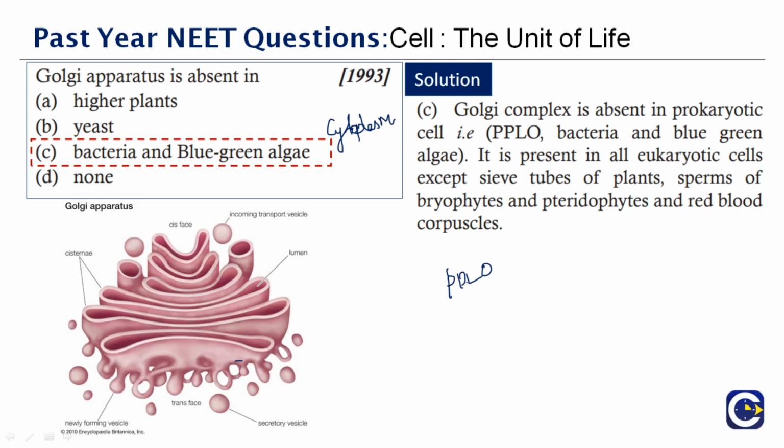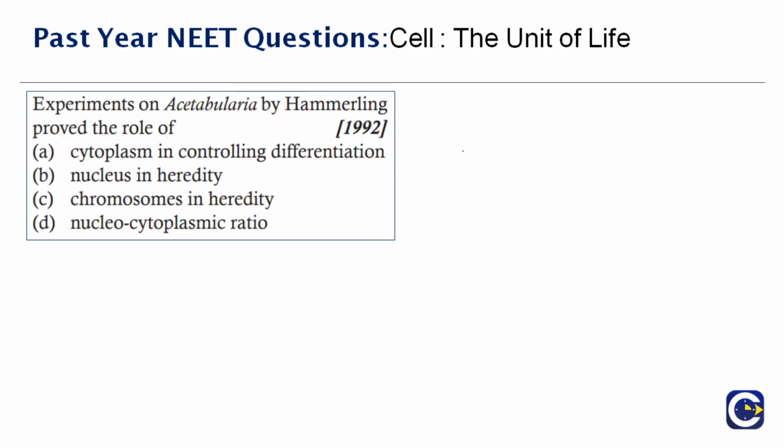Bacteria and blue-green algae all belong to the prokaryotes. So the Golgi complex will be present in all eukaryotes, except in the sieve tubes in plants. You have to understand this. The Golgi complex is absent in sieve tubes of plants, sperms of bryophytes and pteridophytes, and red blood corpuscles. So the Golgi complex is absent in these areas of eukaryotes. Okay, let's move to the next question here. This question was asked in the year 1992.